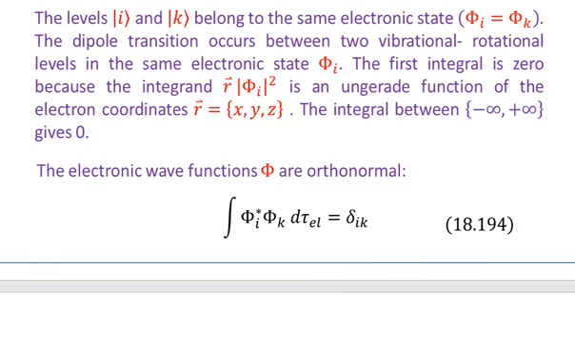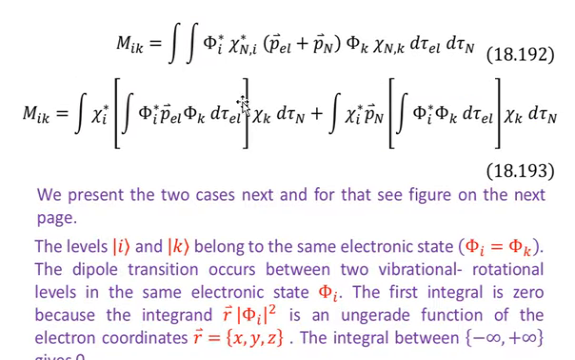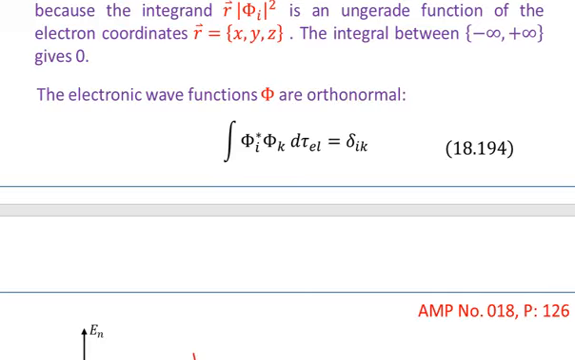But you know that in the previous integral that we were considering, integral number 1, it not only contains the phi i, phi k, but it also contains the variable r. And variable r is an odd function. Due to this, r times the absolute square of phi i becomes an odd function, or an ungerade function. And the integration between the limits minus infinity to plus infinity will be equal to 0. But remember that phi i functions are the orthonormal wave functions. That is, they satisfy this condition given by equation number 194.